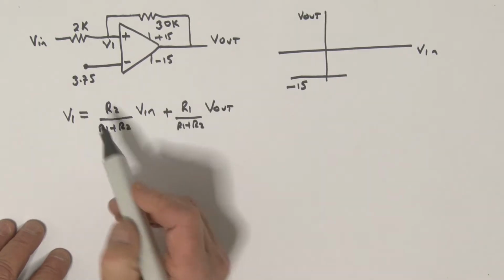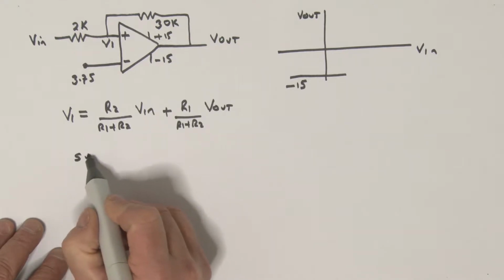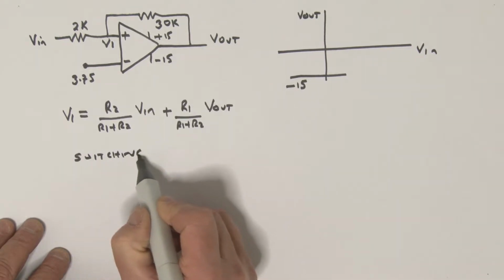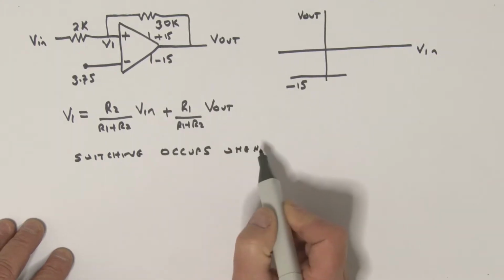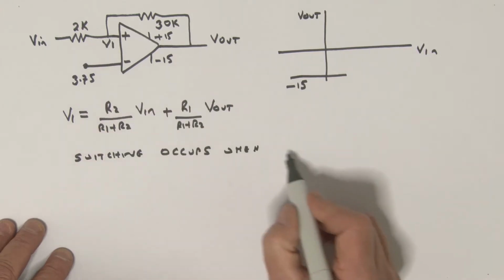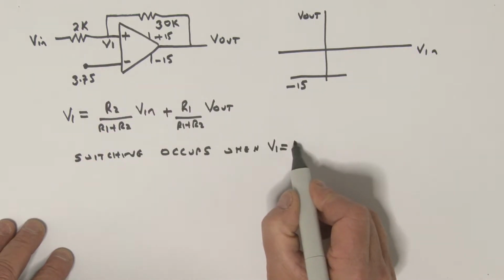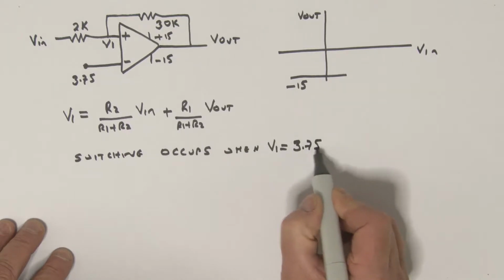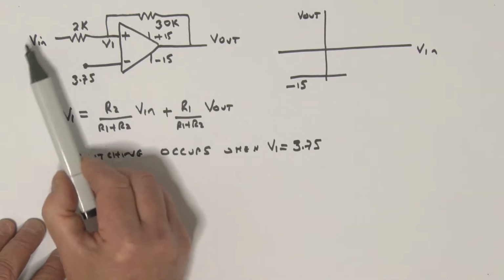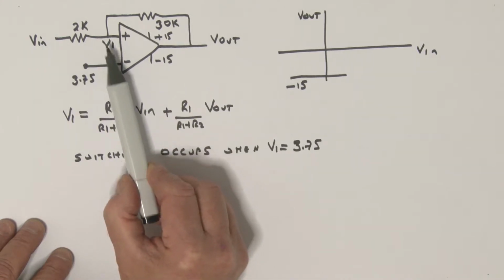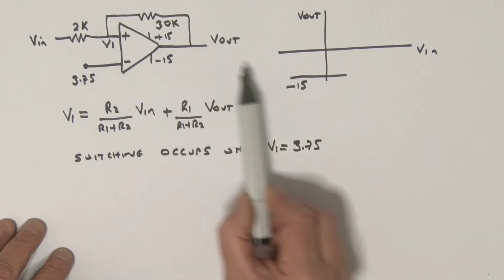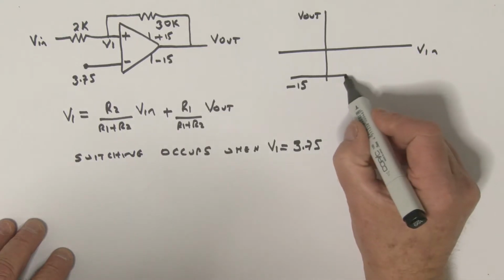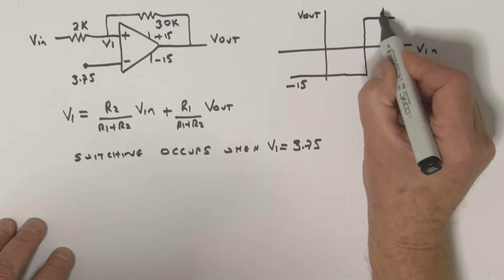Now we're going to say switching occurs when, of course, V1 is equal to that reference voltage, which in this case is 3.75. So what we're saying here is we increase V in, V1 increases until it gets to a value of 3.75 plus a fraction more, and that's when this output will switch from minus 15 here, and it will go up to plus 15.